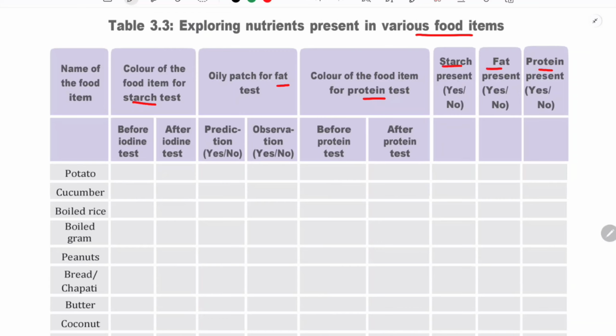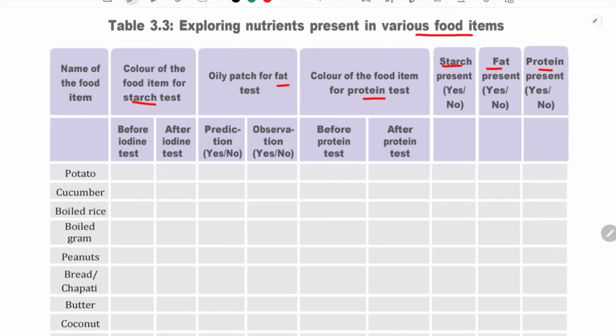If yes, then you have to write yes. If no, then you can write no. You can simply write a tick or cross mark also. As the space is very small here, I'm not going to write in full. I'll be telling you, so please listen very carefully.